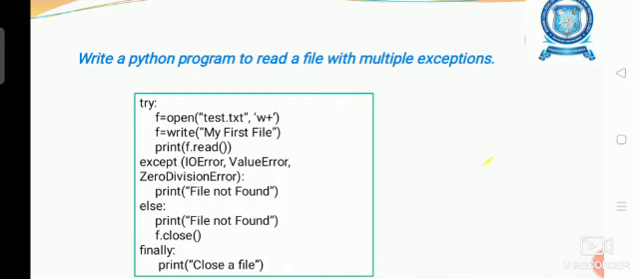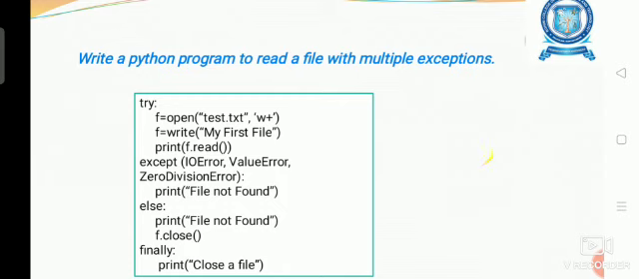Value error is actually totally different from the file operation. That is, in any function, if you are passing a value which is not valid or the data type is wrong, the value error may occur. The zero division error is associated with arithmetic operations. When we apply zero to the division operation, the zero division error will occur.